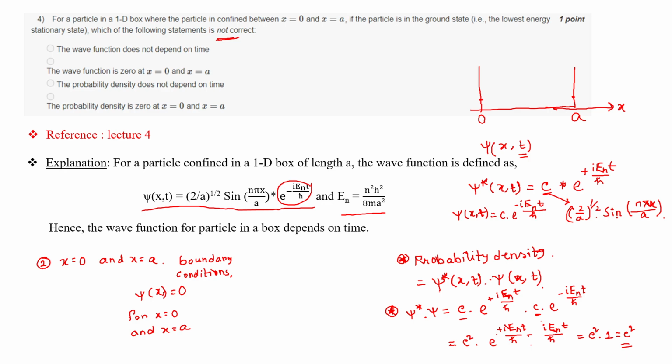So the correct option is which one? The correct option is that the wave function does not depend on time. Which one? This one. Yes. The wave function does not depend on time. This is the correct answer. So does anybody have any confusion in this question? No, sir. Okay, you have understood clearly? Yes, sir. Okay, fine. So I'm going to the next question.